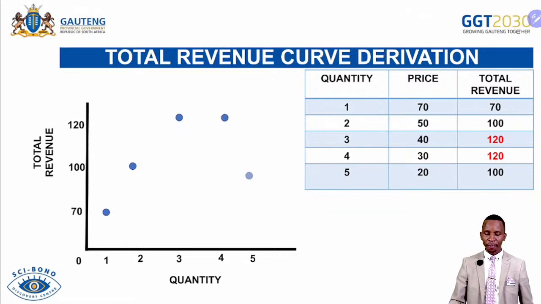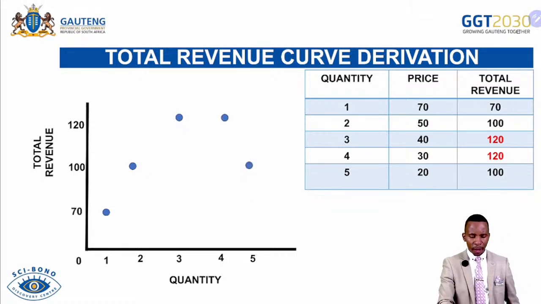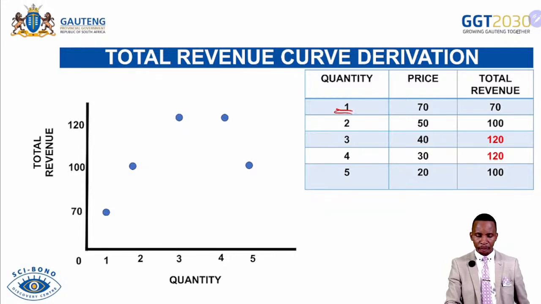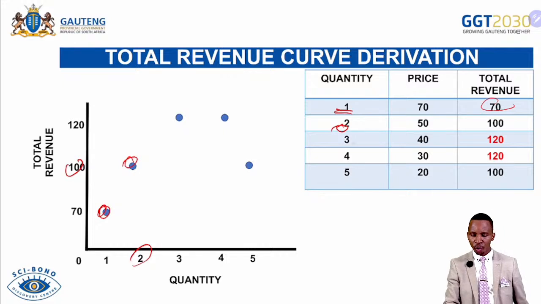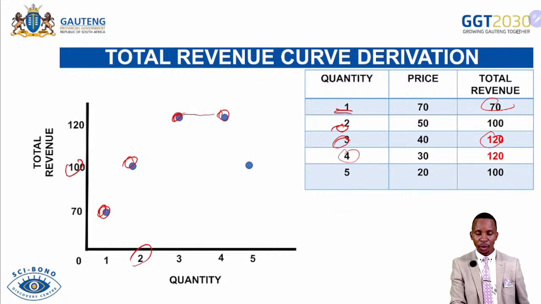So let's see here. At quantity number 1, our TR is 70. At quantity number 2, it's 100. At quantity number 3, it becomes 120, and then it is maximized. Quantity number 4 is also 120. The firm is maximizing its total revenue here.